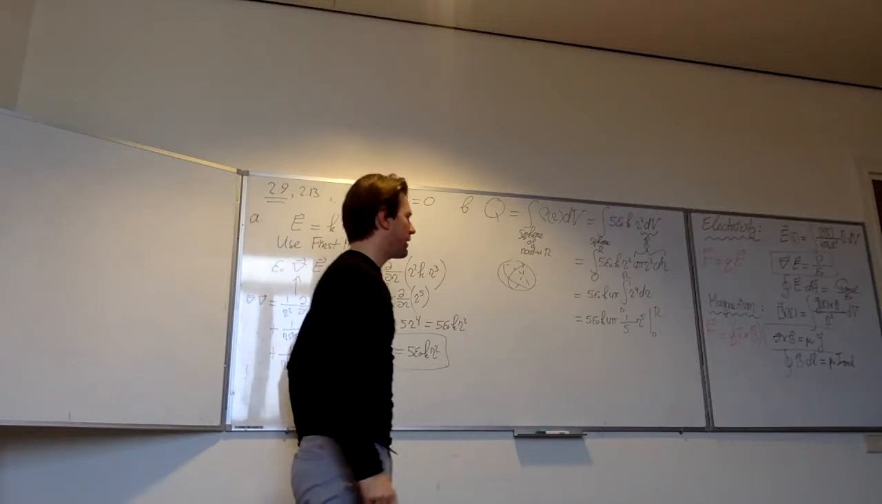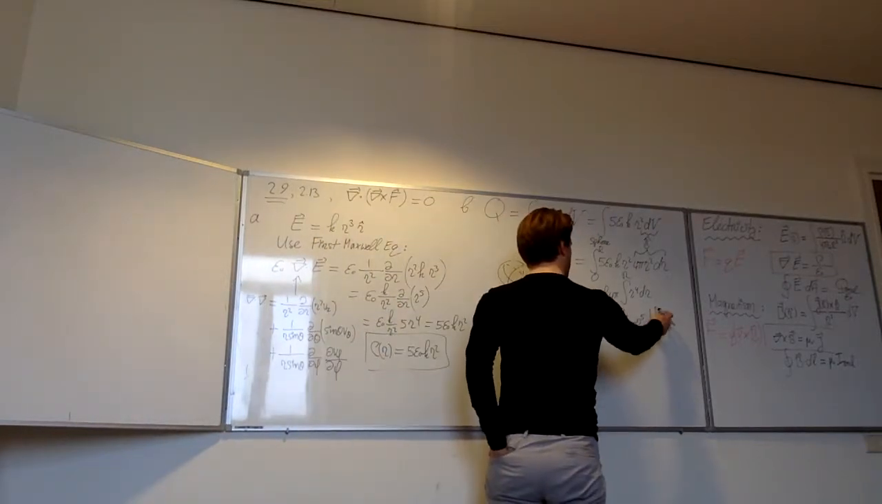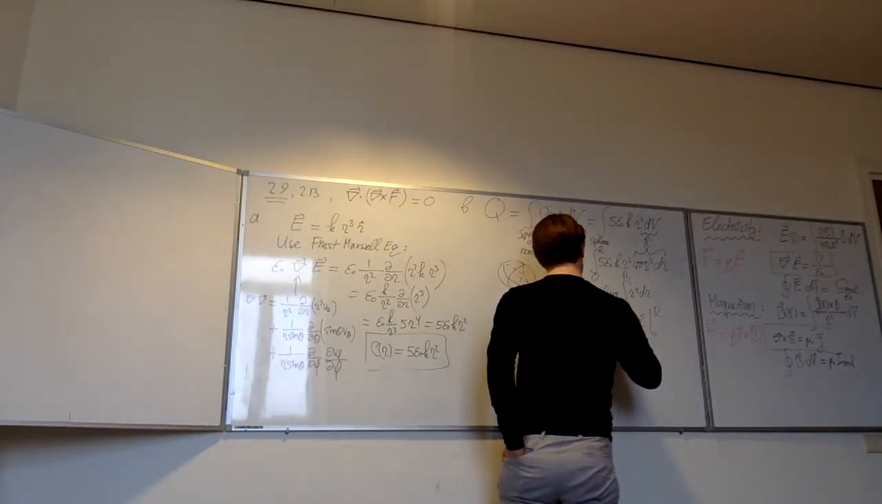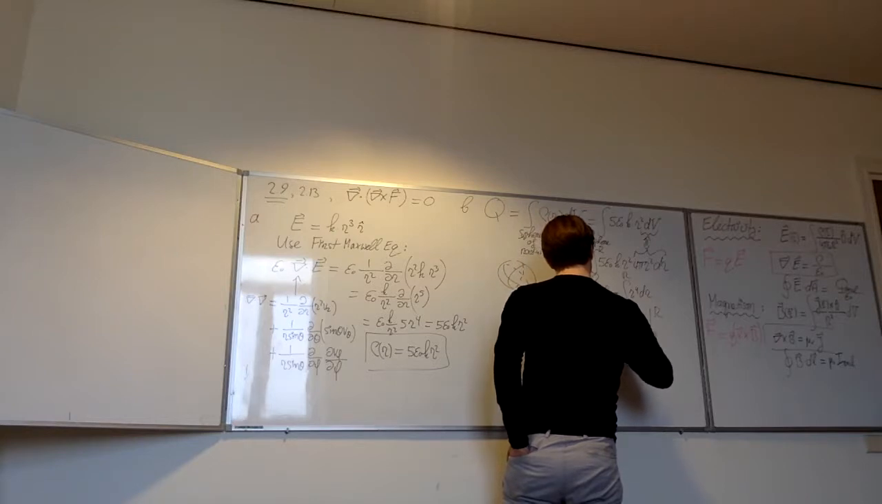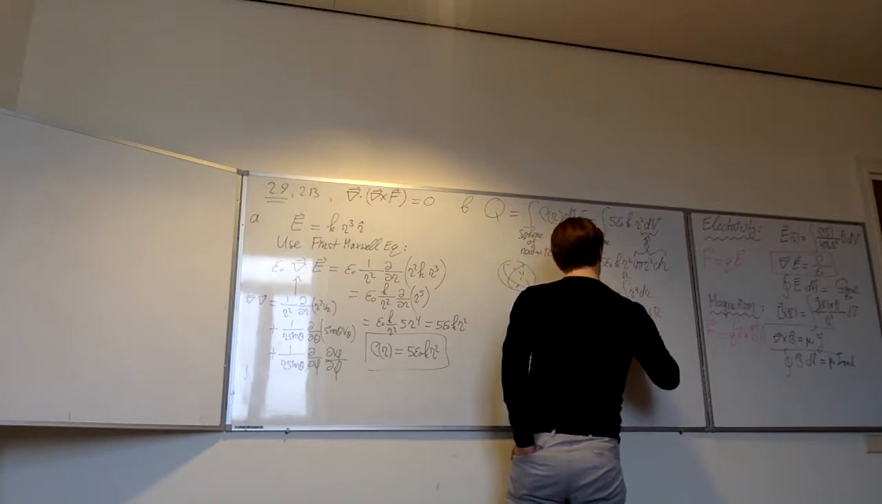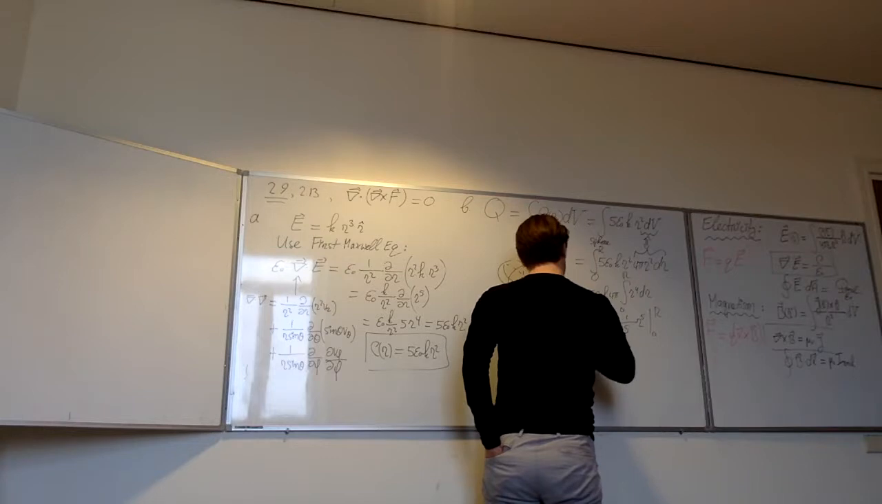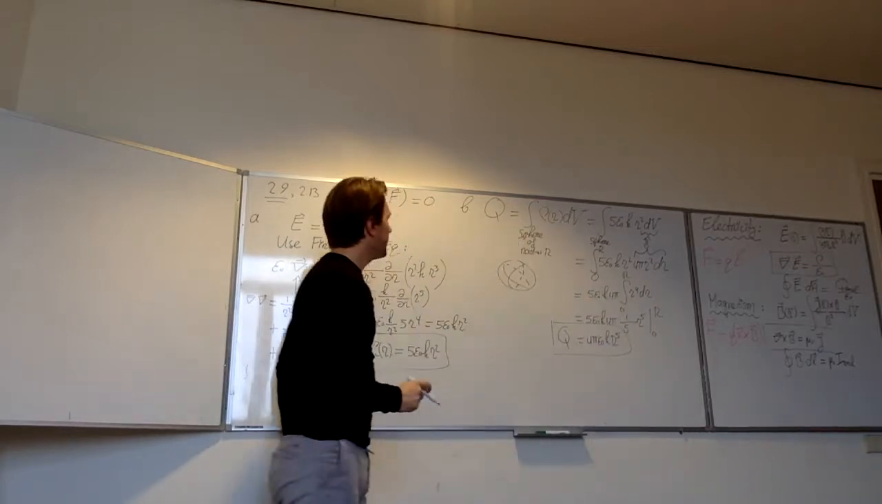Antiderivative, put in the boundaries. This will give us 0, this will just give us big R, the 5's will drop out. 4 pi epsilon 0 k R to the 5th. And that will be the amount.